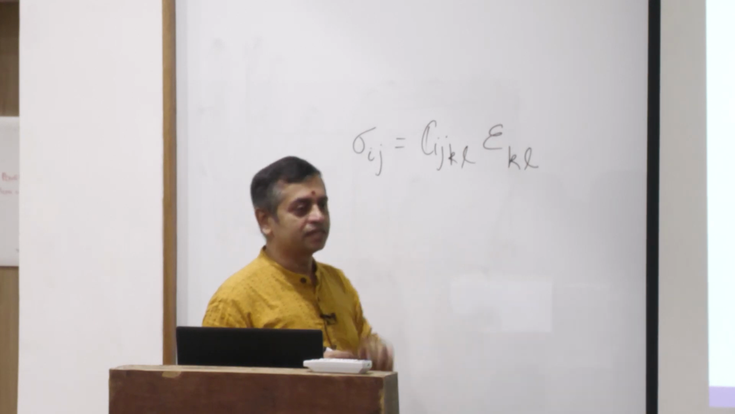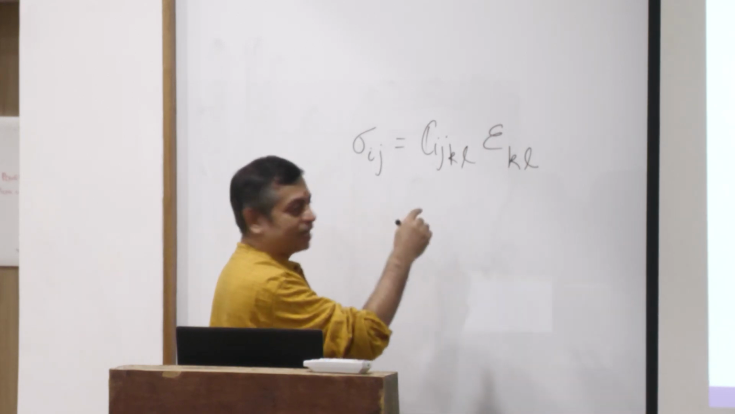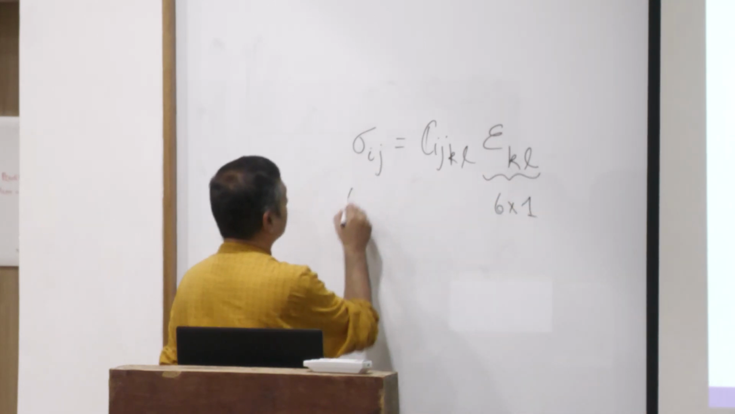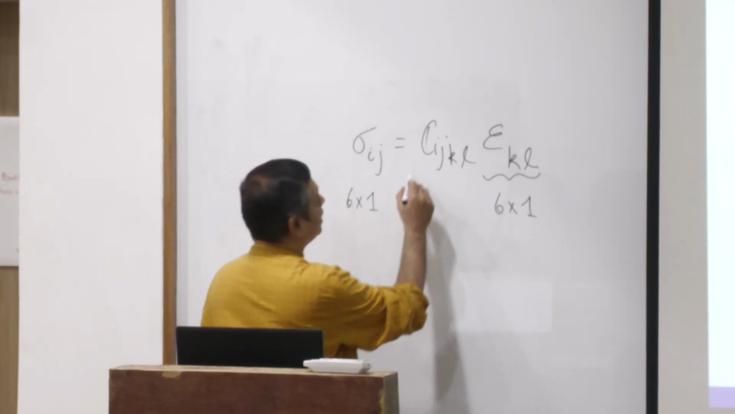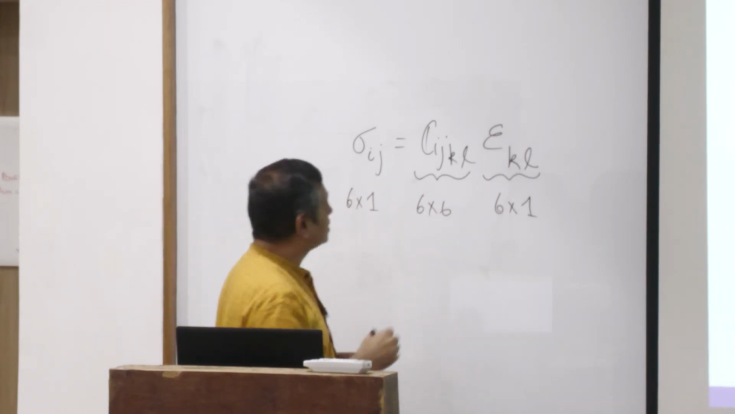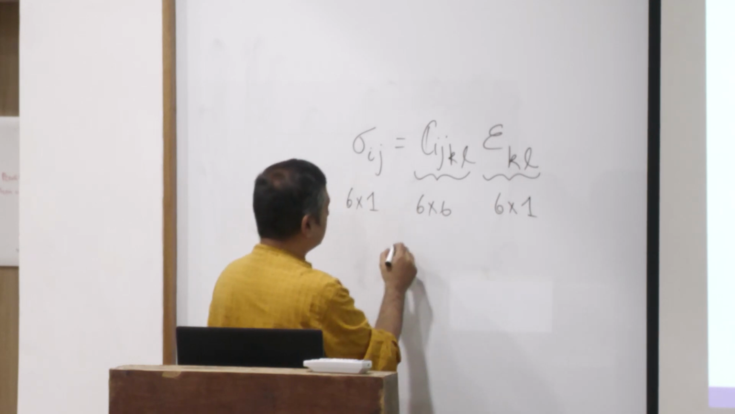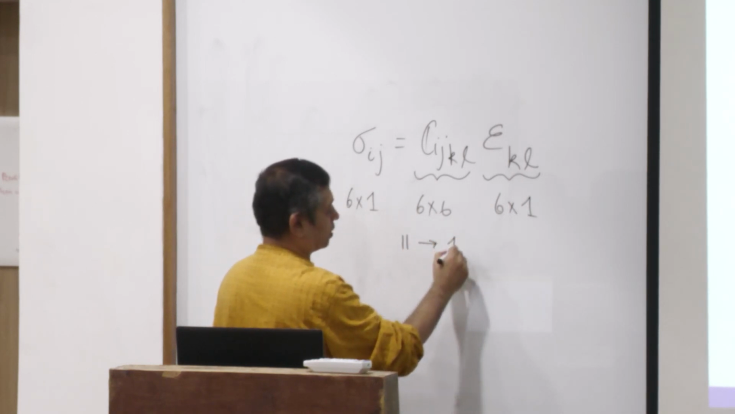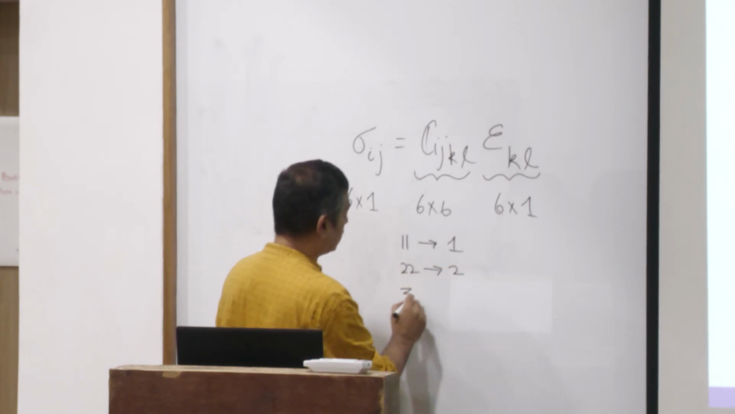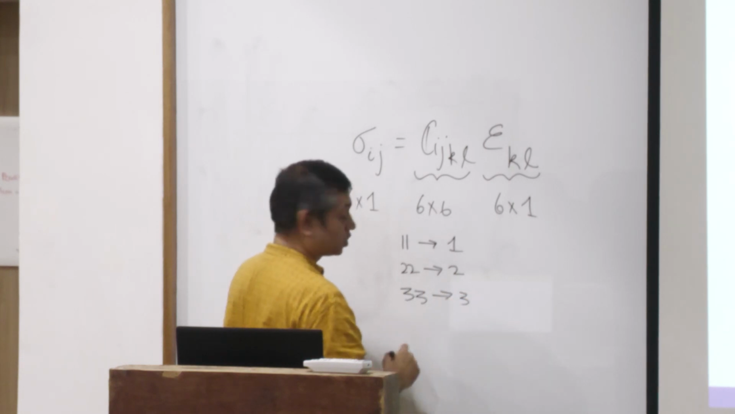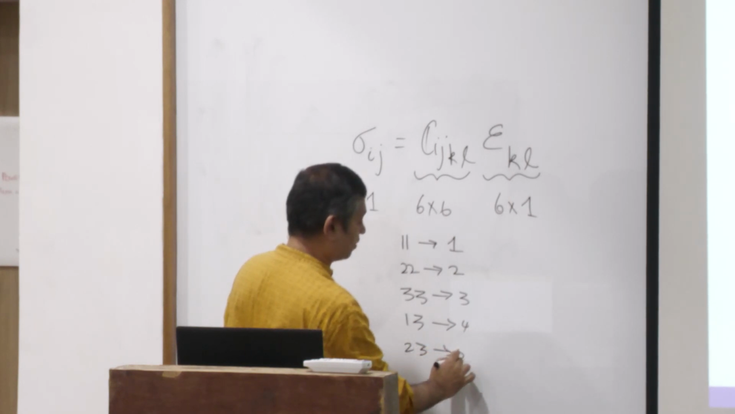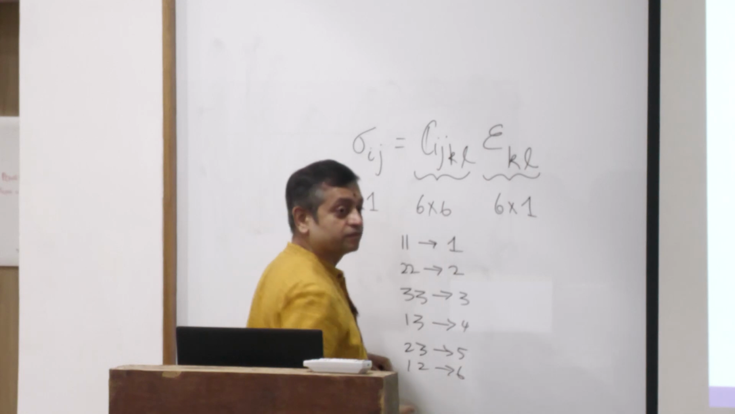Okay. So now there is a first step, which is what Ferdy referred to as Voigt notation this morning, where you replace this by a vector, this by a vector, and hence replace this by a matrix. The way that is done in 3D is that 1 1 will go to 1, 2 2 will go to 2, 3 3 will go to 3, 1 3 will go to 4, 2 3 will go to 5, 1 2 will go to 6.